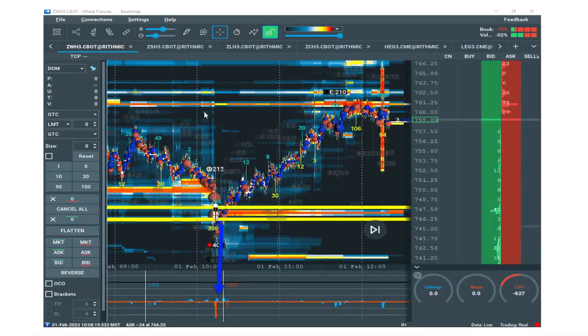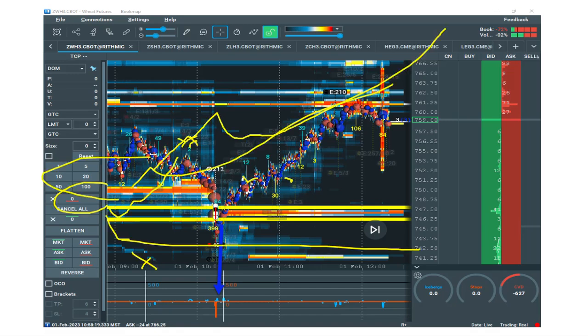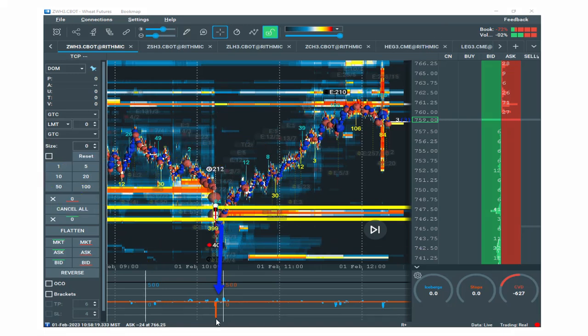And another wheat example. I don't have this one labeled, but this looks like it was around 400-ish. Another example of where this didn't retest, but you could have, the minute it gets back out of here, you start seeing blue bubbles, you can get in and put your stop just on the other side. You can put an ATR on the other side.